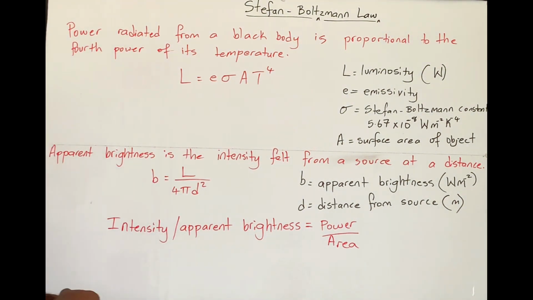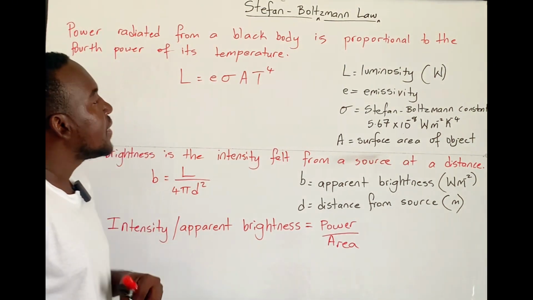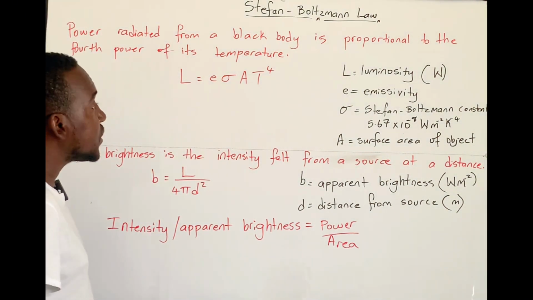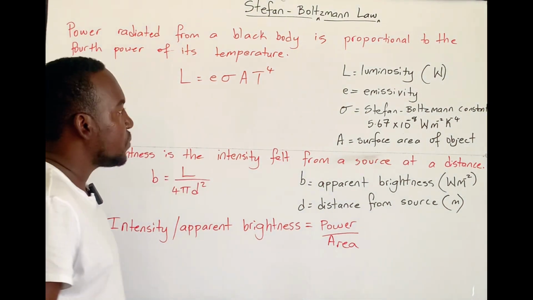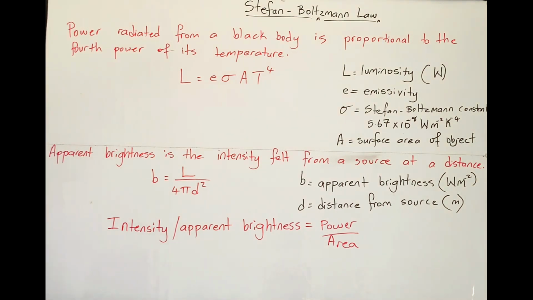So therefore it tells us that the power or the luminosity of objects is solely dependent on its temperature. So if the temperature is high, the power or the luminosity is also high. If the temperature is low, the power or the luminosity will be a low value.